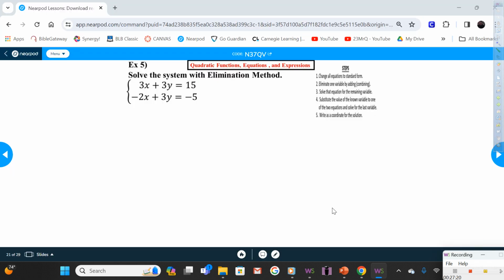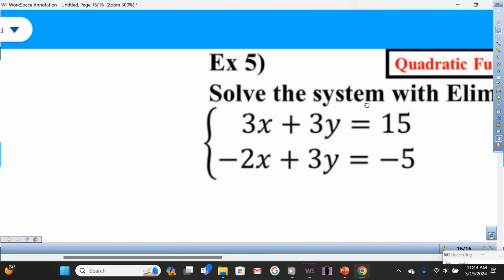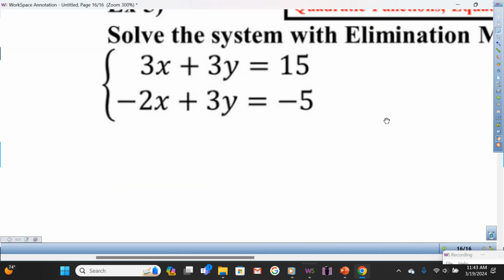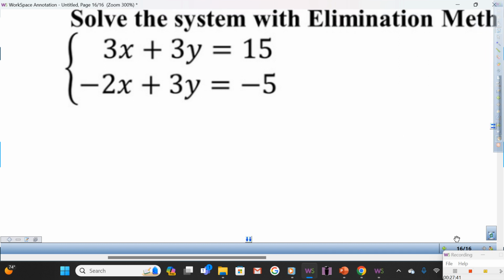Example 5. This one's a little bit tricky, so write it down. Don't go forward. Wait for me. We got 3x plus 3y equals 15, and negative 2x plus 3y equals negative 15. Wait for me there. All right. So, step 1, standard form, yes? Step 2, eliminate one of the variables. Can we eliminate any of the variables?